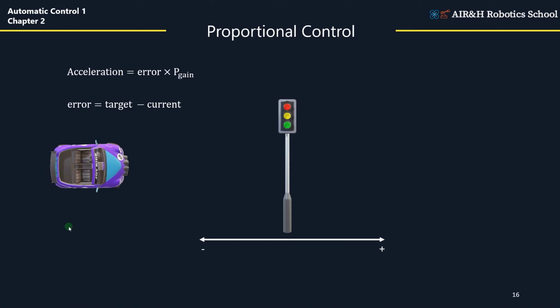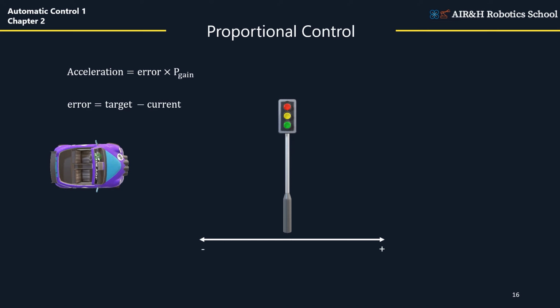Previously, we defined that the error is the difference between the target location and the current position. So in this example, the target location is 0 at the traffic light, and the car is about negative 100 meters away, as the car is left of the target point. Then the error is 0 minus negative 100, so it will be positive 100, and that's our error at this moment.